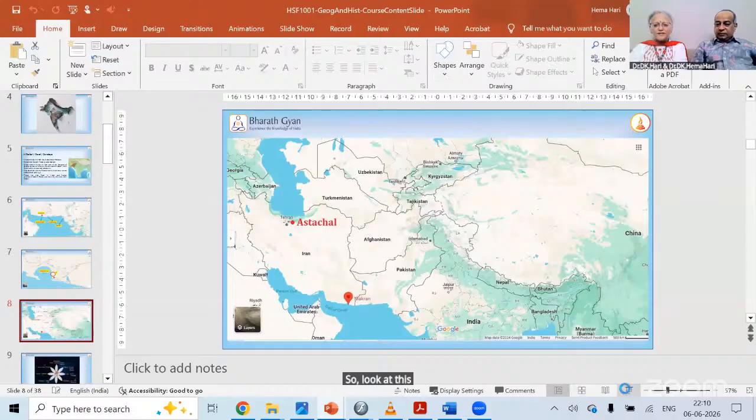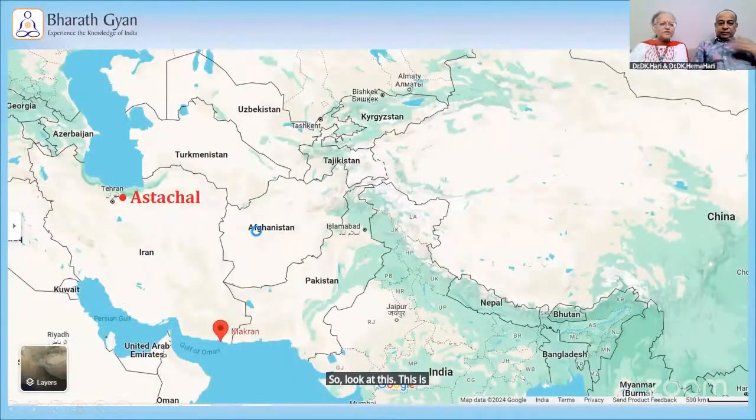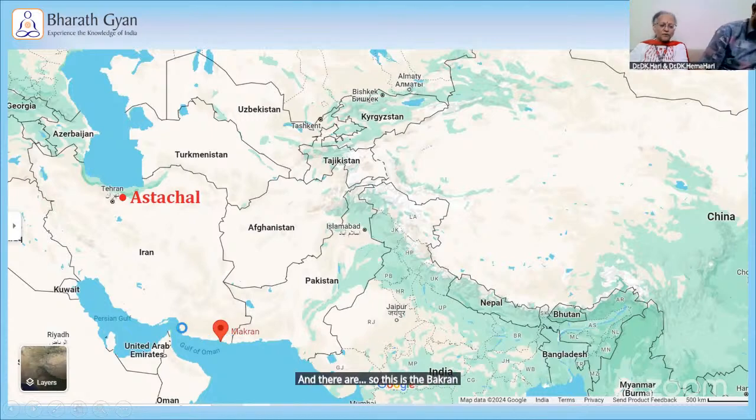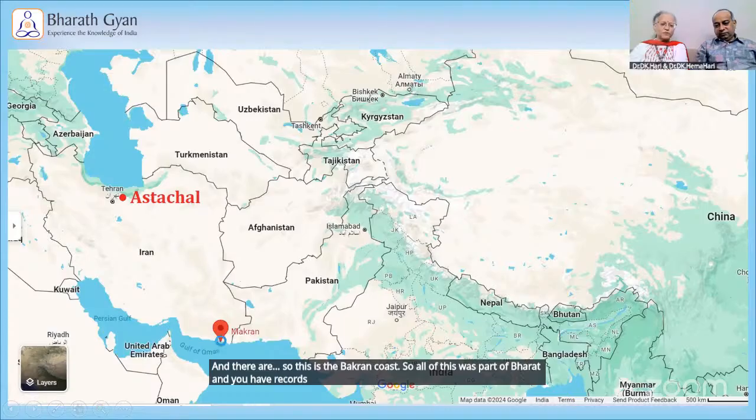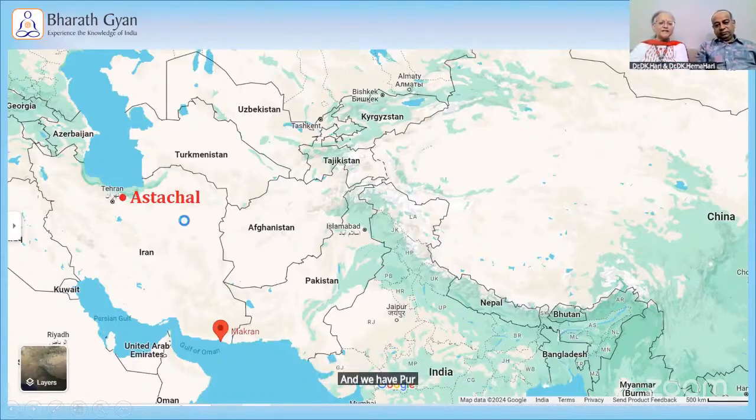This is Astachal right here, very close to Tehran. And this is the Makran coast. All of this was part of Bharat, and you have records of travelers who have written that the coast of Bharat starts here. And we have the Purana very clearly saying Astachal.